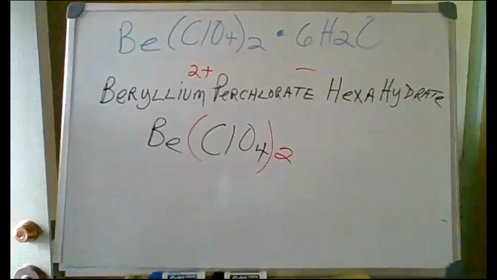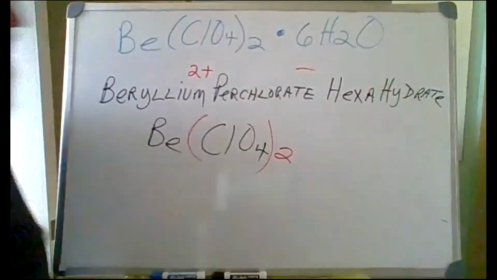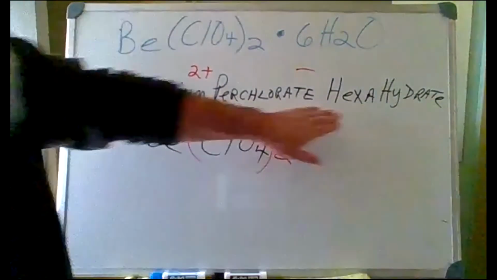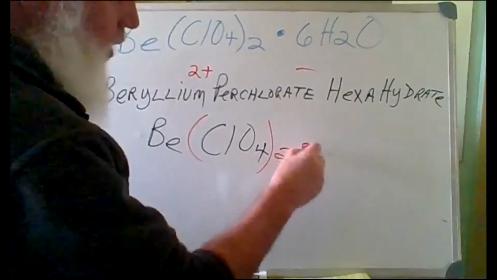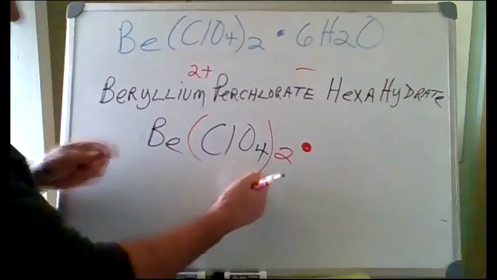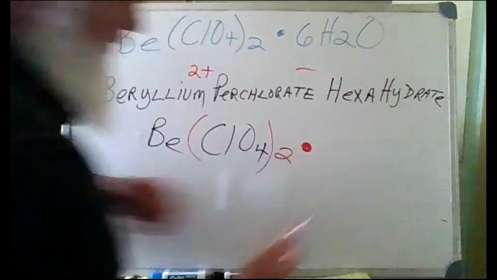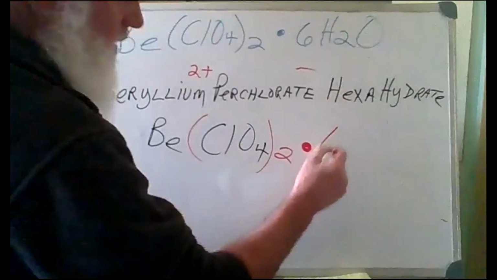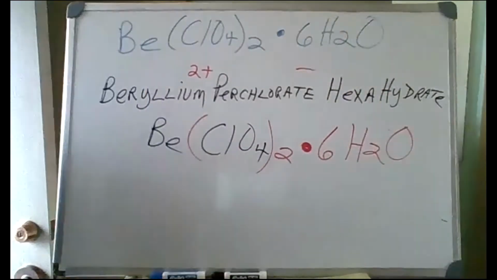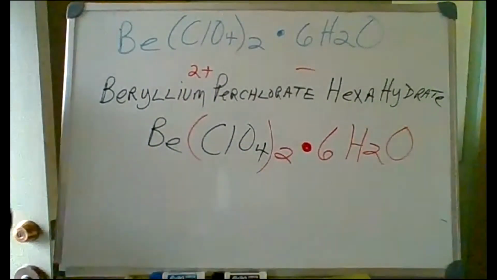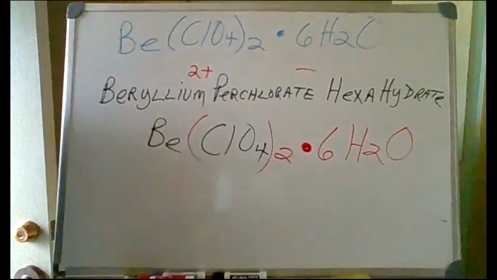All right, so that's beryllium perchlorate. You still have to deal with the waters here. Hexahydrate: hexa is 6. So I'm going to put a bullet. A bullet separates the non-hydrated part of the compound from the hydrated part. Hexa is 6, and hydrate is water. Any question there?